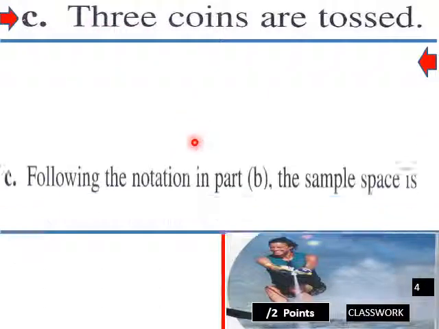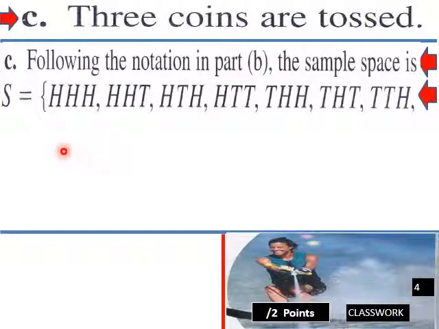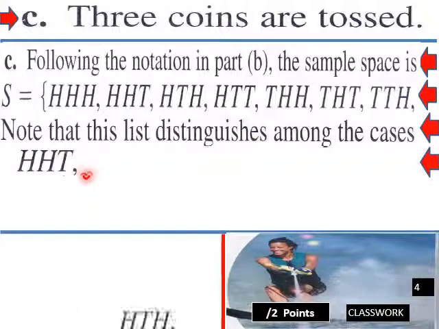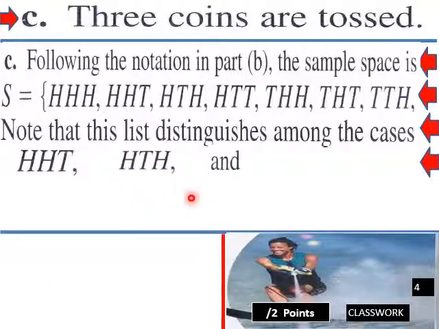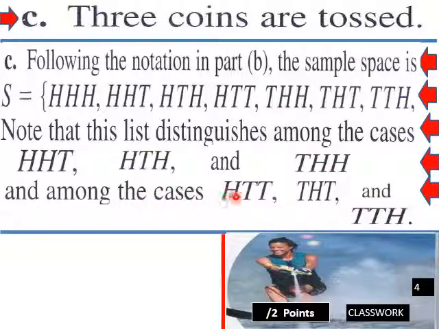Okay, 3 coins are tossed. So following the notation in part B, the sample space is, here we go. Now we've got 3 coins here, so we have different possibilities. We'll designate a specific occurrence of 3 coins being tossed. Note that this list distinguishes among the cases. So the key word here is distinguish. HHT, HTH, and THH, and among the cases, THT and TTH.